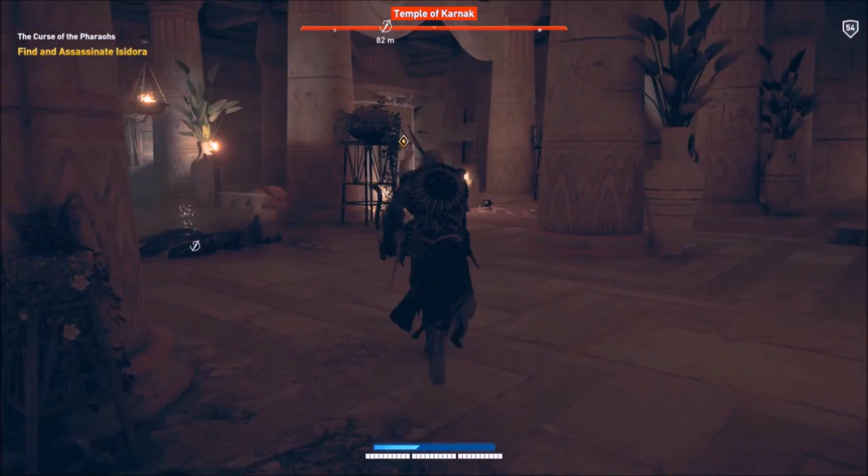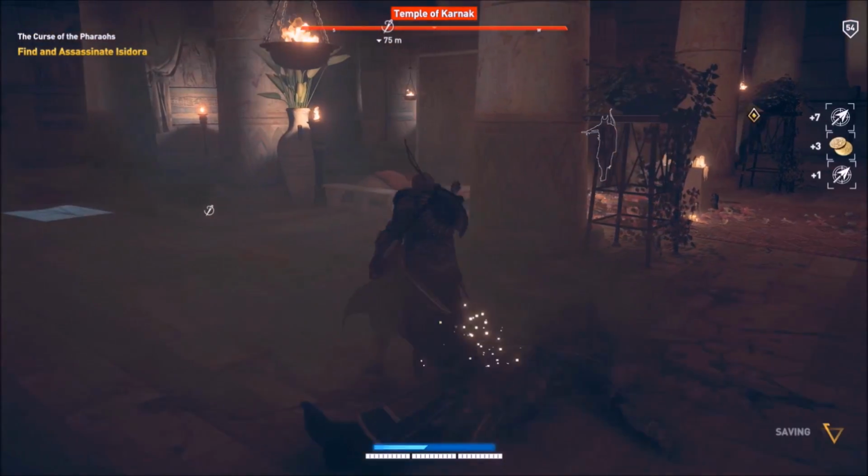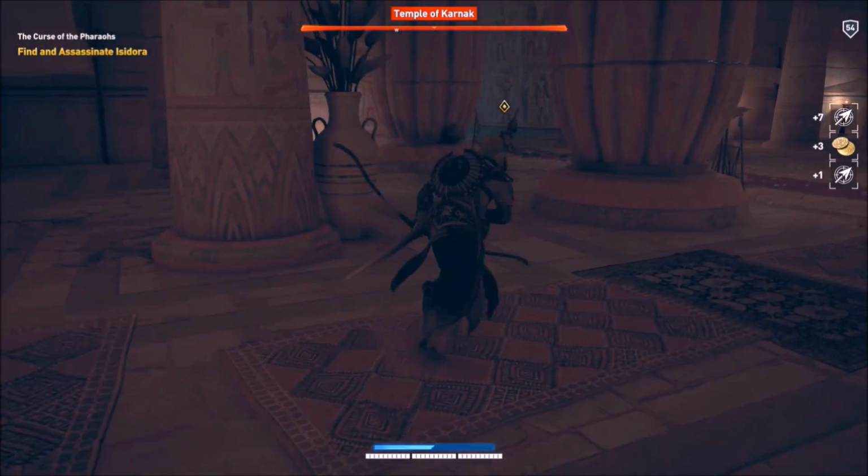After defeating 3 of the 4 pharaohs, Bayek tracked down Isidora, attempting to end her threat, but found that she was more dangerous than he expected.